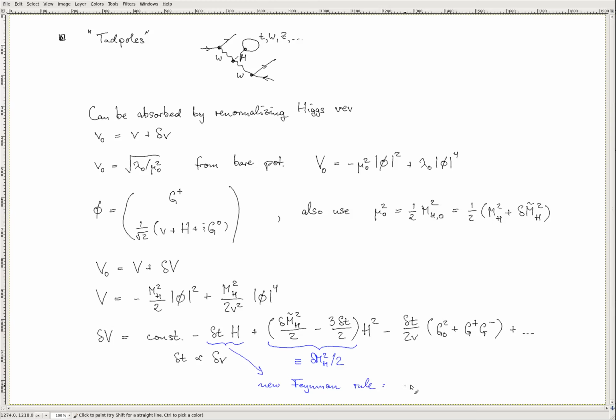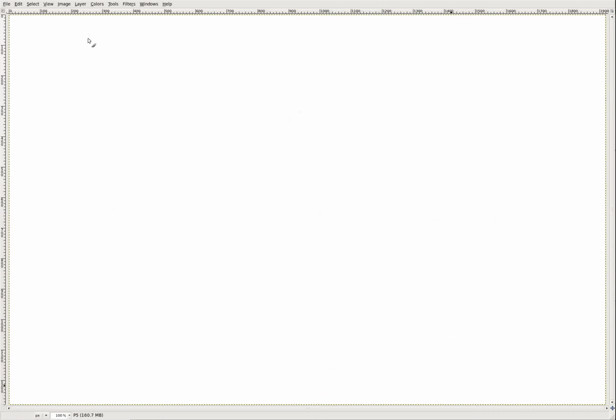Which I can symbolically write as one Higgs line ending in nothing, basically. And so this potential would say whenever I write this, this gives a minus i delta t. And so that is good because I can use this for getting rid of my tadpoles. I can now choose the value for delta t, meaning the value for the VEV renormalization, such that the sum of these tadpole diagrams plus this counter term adds up to zero. And so when I do that, I don't have to compute any of those tadpole diagrams. So that's very convenient.